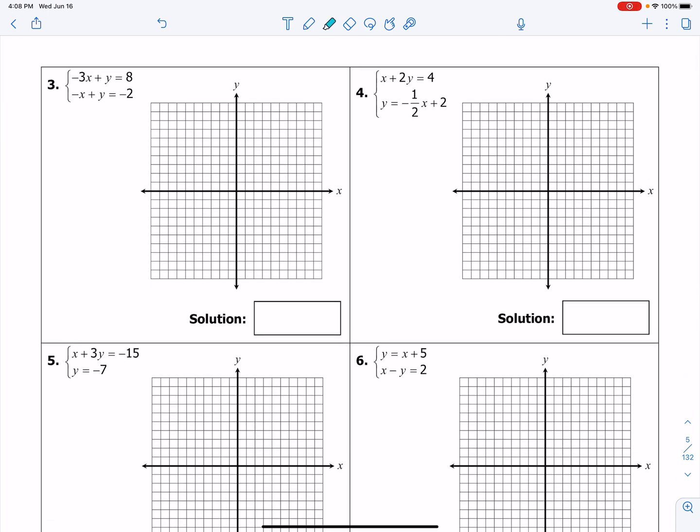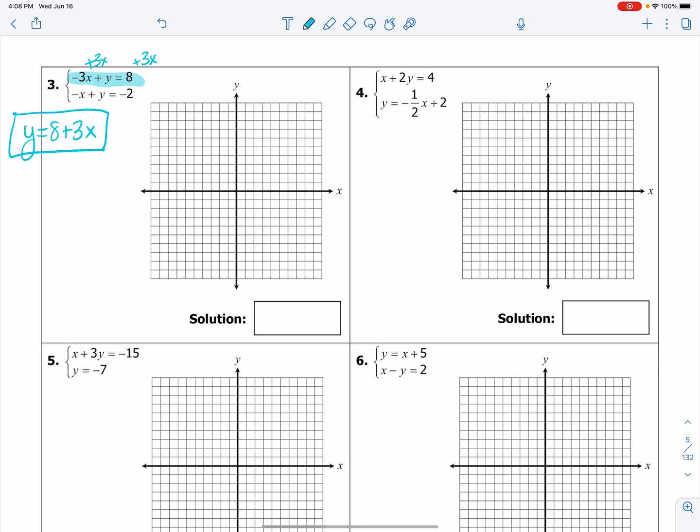So I'm going to highlight this. This is a harder one. Okay, it is negative 3x plus y equals 8. So I'm going to have to solve for y. So I'm going to have to add 3x to both sides. So I get y equals 8 plus 3x. So that is my first line. I have to solve for y before I can graph it.